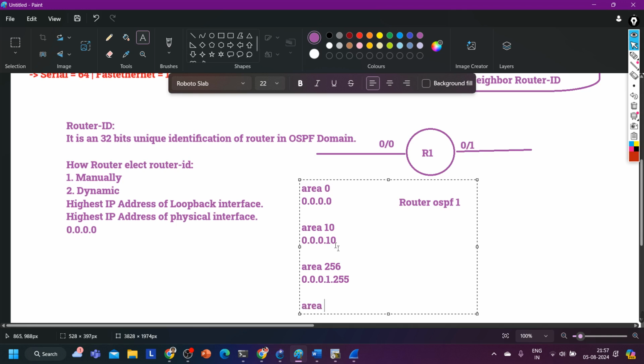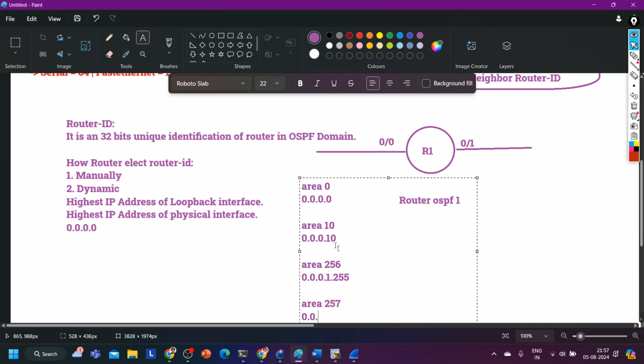If I am saying area 257, so router is going to represent it like 0.0.1.1. Got it?